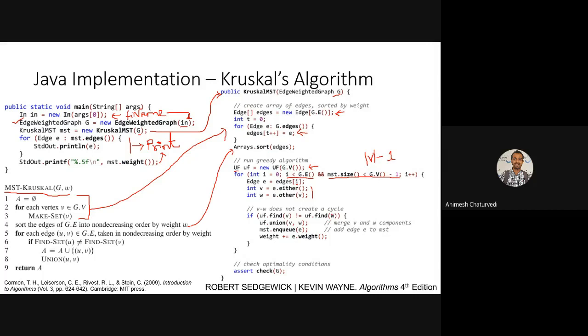Then find will do the operation and return that v and w do not belong to the same tree. So if they do not belong to the same tree, then this will return what? False. This is actually a not-equals condition. If not equal, then this condition is met, which means it will be true. So if this is true, then this if condition's statements will be executed.